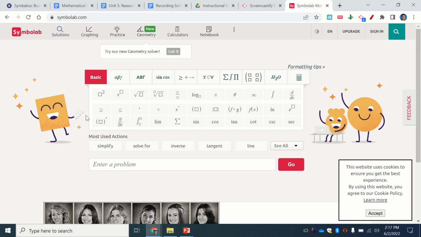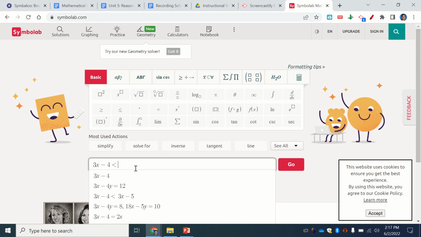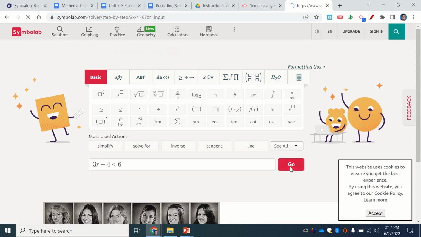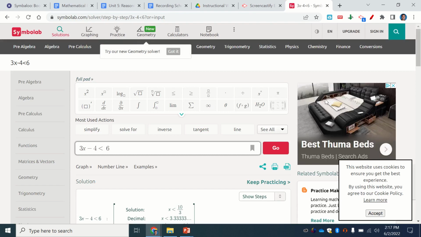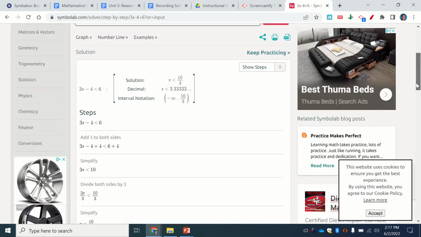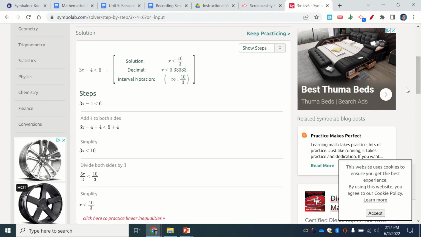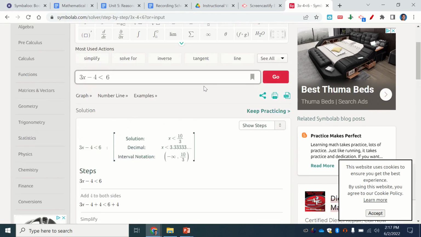So we go to symbolab.com and we're going to enter our problem. Let's say we got 3x minus 4 is less than 6. And we're going to go ahead and click go. And it shows us what our answer is. The answer is x is less than 10/3. And it shows us step by step how to get there. So we can enter any inequality in here and click go, and it will give us what the solution to the inequality should be. So we can go ahead and change these numbers as we want.